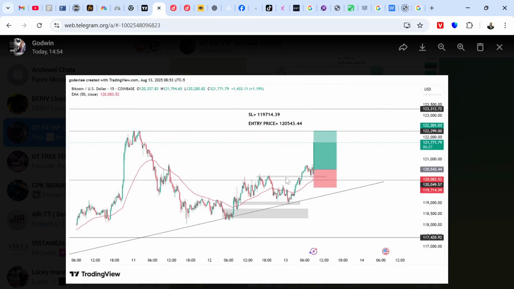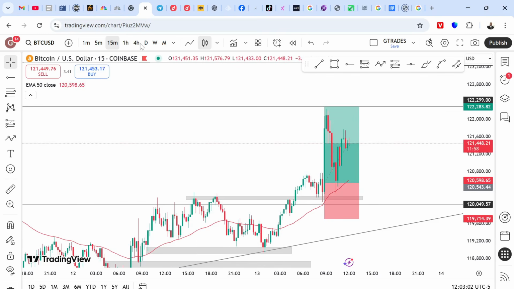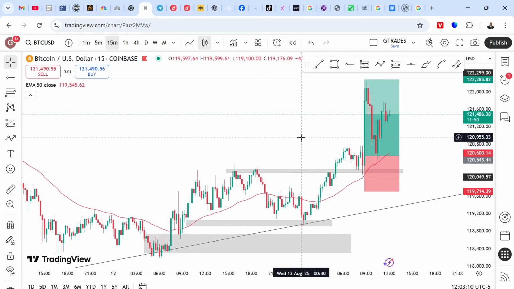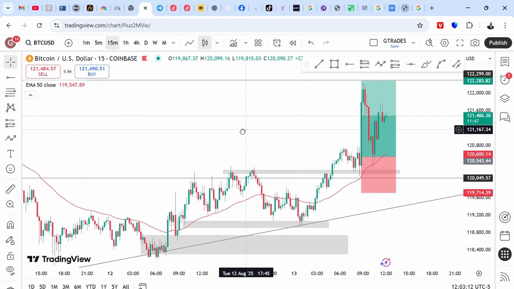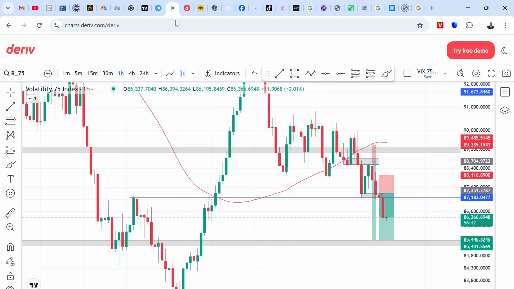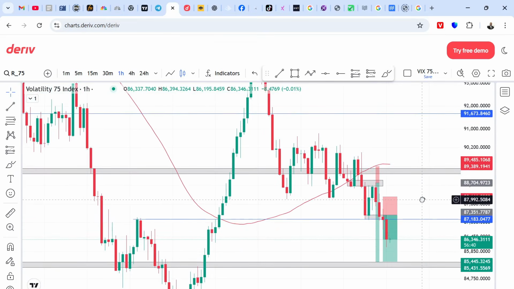And this is how you can take profits. You can make good money in the market by just understanding how to use these strategies, advanced support and resistance. You can see, very smooth. Now I'll be showing you another trade that I took on volatility indices to let you know that it works on any instrument. Now this is VIX 75.